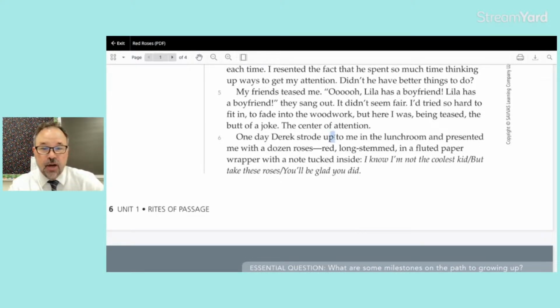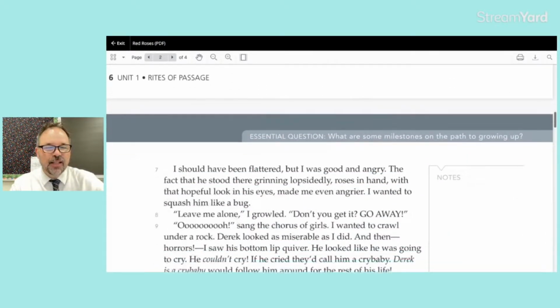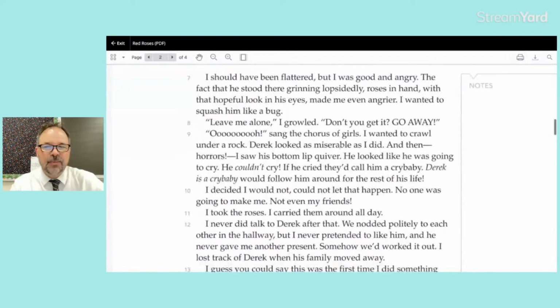So this guy's got confidence. That's how it sounds, like strode up. He didn't walk meekly up. He strode up and presented me with a dozen roses. Like lunchroom, cafeteria, everybody's watching. Red, long stemmed, in a fluted paper wrapper with a note tucked inside. "I know I'm not the coolest kid, but take these roses. You'll be glad you did." Yeah, definitely, I'm getting stalker vibes, right?